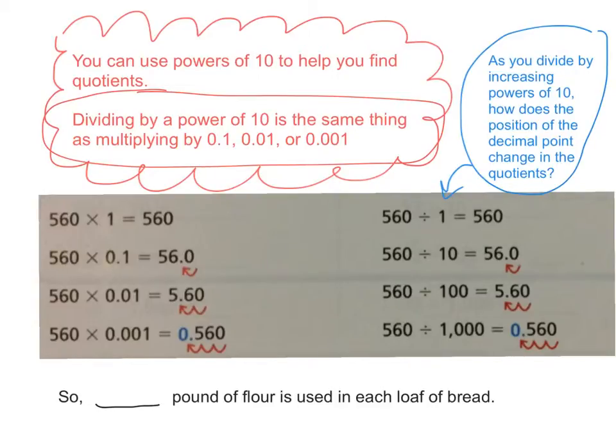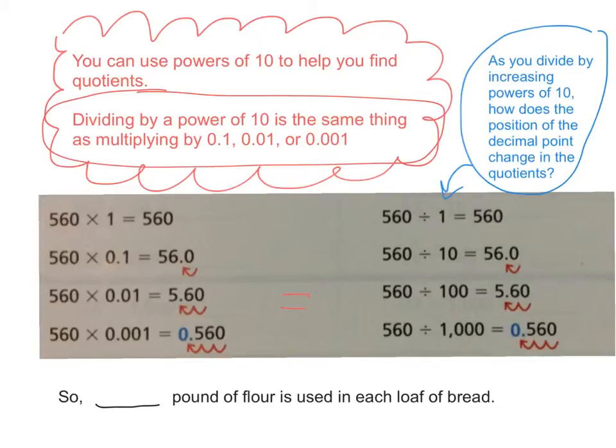Rashika? Yeah, when you multiply by 100th, you move the decimal point 2 spaces to the left. That is the same thing. Multiplying by 100th is equal to dividing by 100. You'll notice when you divide by 100, you also move the decimal point 2 spaces to the left.